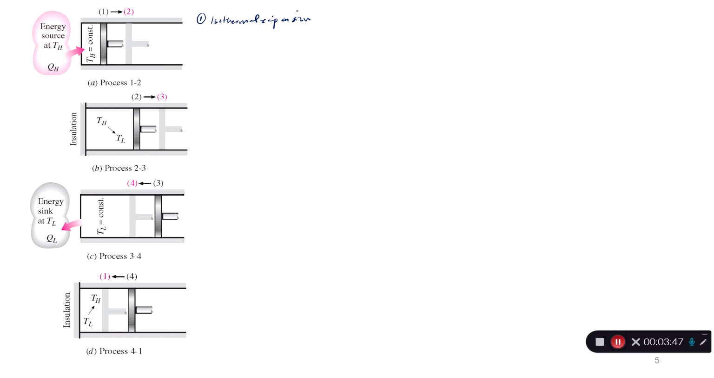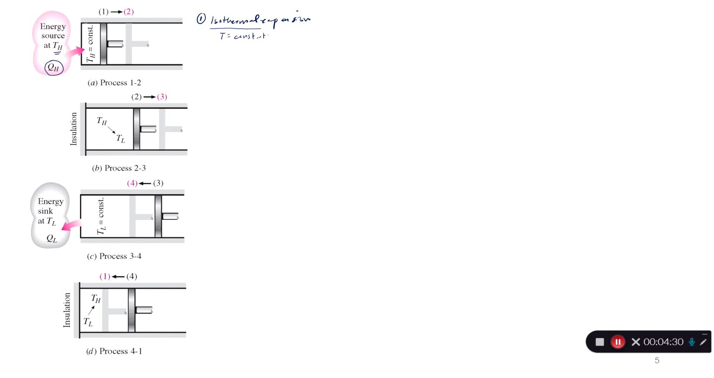Okay, isothermal expansion means that the gas is expanding isothermally. So T equals constant. So how do you expand a gas and keep its temperature constant? Okay, so that means the gas has to be in contact with a source that has a constant temperature. So you have learned about reservoirs. You know that reservoirs are able to maintain their temperature regardless of the heat that they give out or absorb. Okay, they are able to maintain at TH.